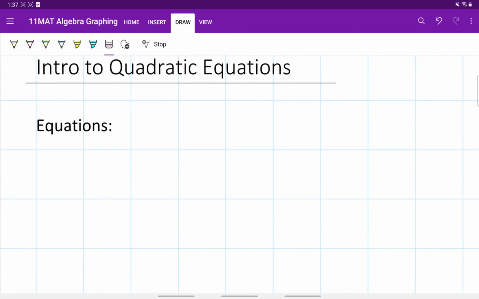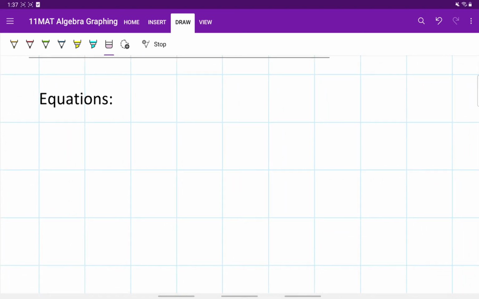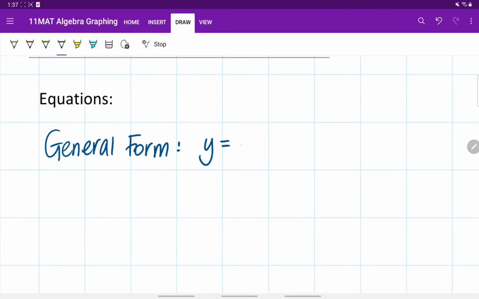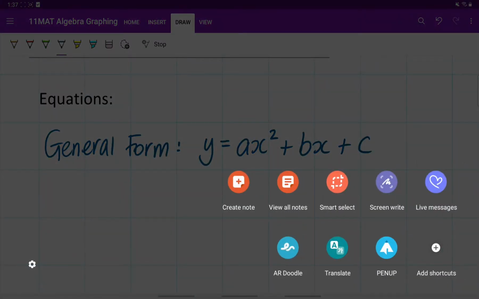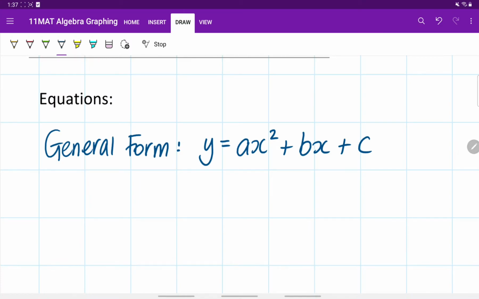We have three different ways that the equations can look. We have the general form, okay, and we tend to use the general form more when we're looking at quadratic patterns. The equation for that is we have y equals something times x squared plus something times x plus something. So those a, b, and c, those are just numbers.